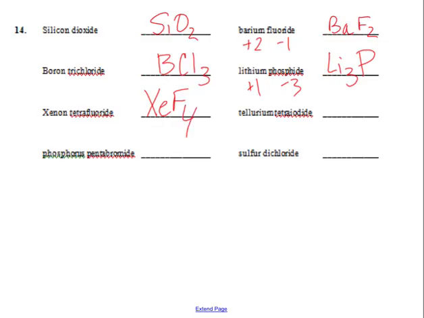Tellurium tetraiodide, ionic or covalent? Covalent, TeI4. The rest are all covalent. Phosphorus pentabromide and sulfur dichloride. Okay? So it's going to be up to you now.